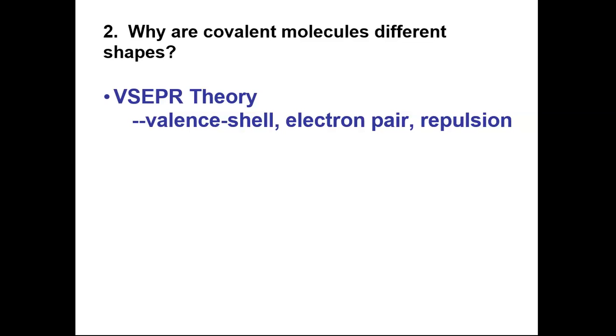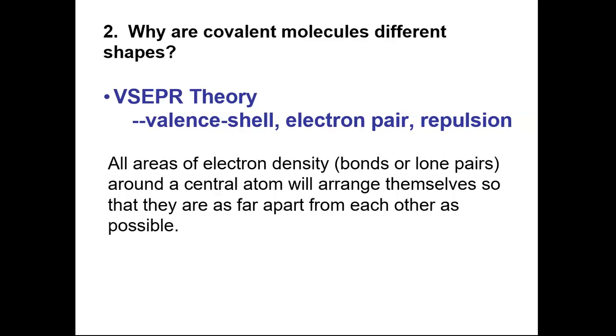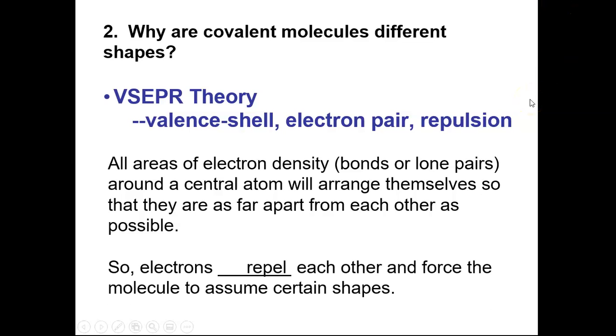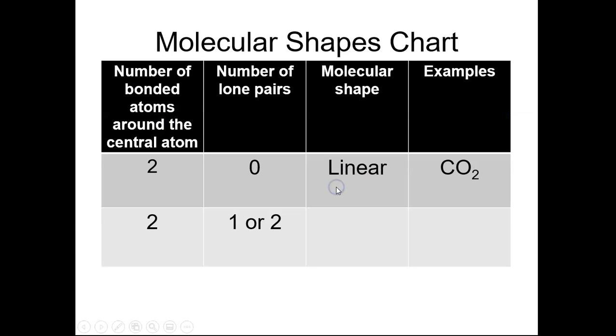That makes sense, right? We know electrons have negative charges. Things with like charges repel each other. So all of what we call the areas of electron density, so either bonds or lone pair electrons around a central atom, will arrange themselves so that they're as far apart from each other as possible. So basically, electrons repel each other and force the molecule to assume certain shapes.